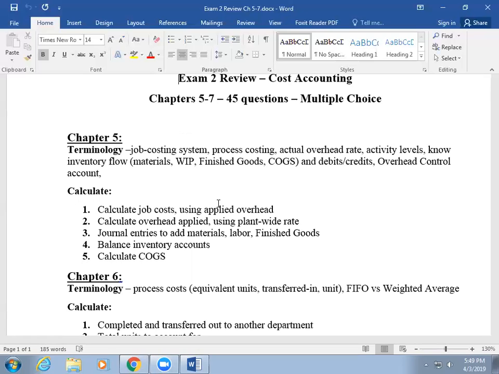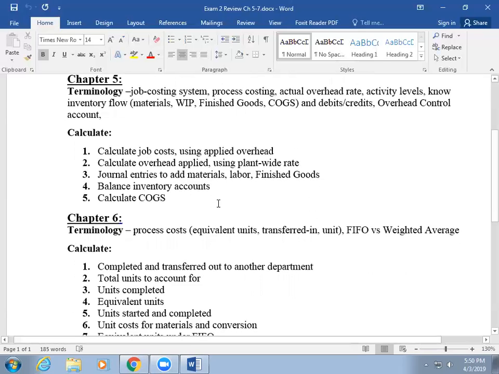Really focus on FIFO and weighted average, just understanding how to compute equivalent units for both, for beginning work in process and ending work in process. If you remember, the biggest thing, number 1, make sure you read, because sometimes materials will be added 100% at the beginning. So they'll be 100% complete as far as materials go, if materials are added at the beginning. So just be mindful of that.